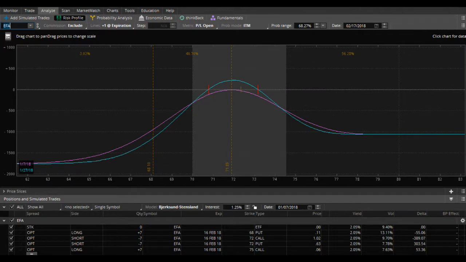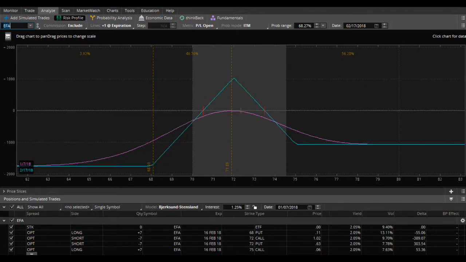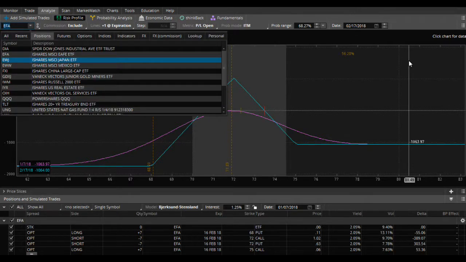Okay, let's take a look at EFA. EFA was a position we just added. Nothing to really talk about there. It is nicely centered over the market at what looks like 72.35, and our short strikes are at 72. So really nice position there.